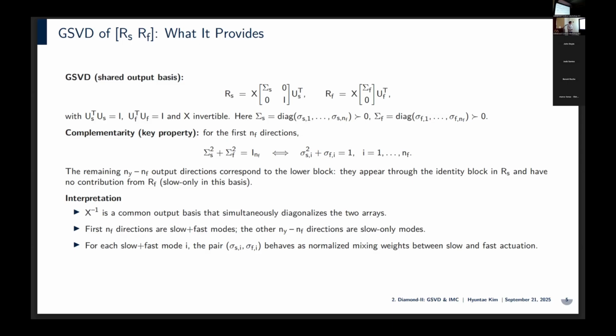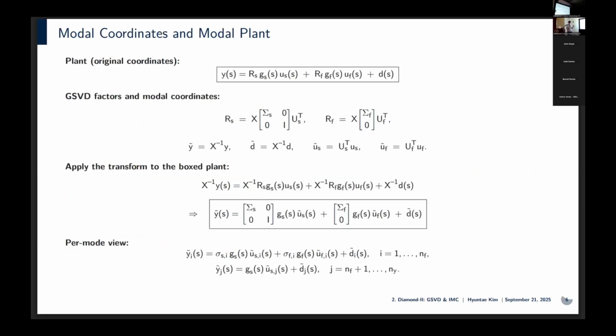So X inverse is a common basis that simultaneously diagonalizes the two arrays in the slow-fast directions, the slow-fast modes. The other ny minus nf directions are slow-only modes. For each slow-fast mode i, the pair behaves as a normalized mixing rate between slow and fast actuations. Then, same as the previous single vector decomposition method, we can get the modal coordinates and modal planes that we have planned as this.